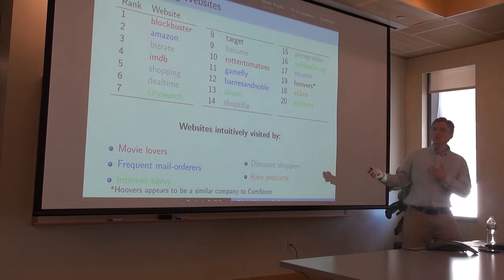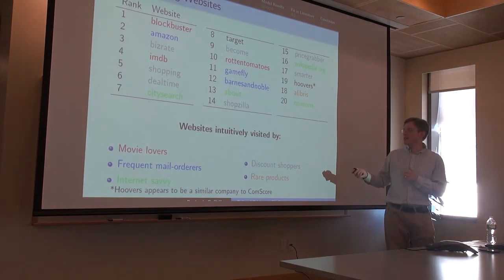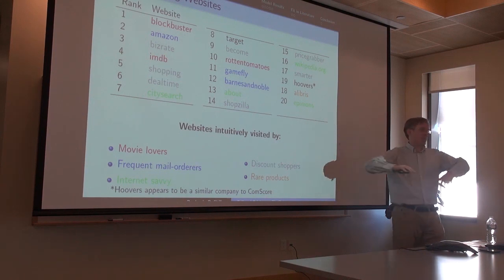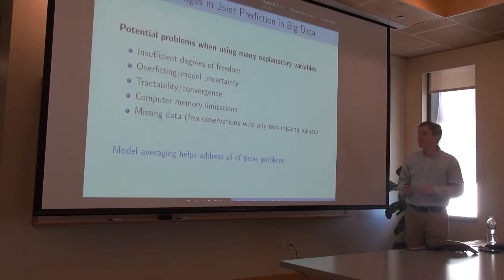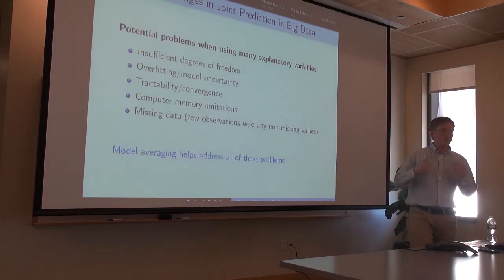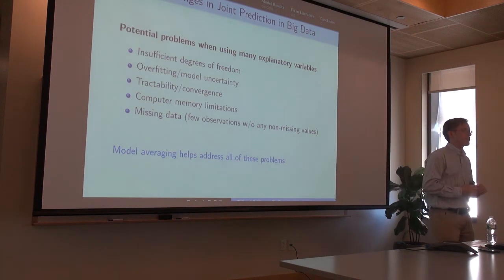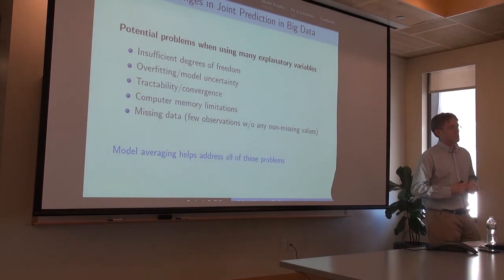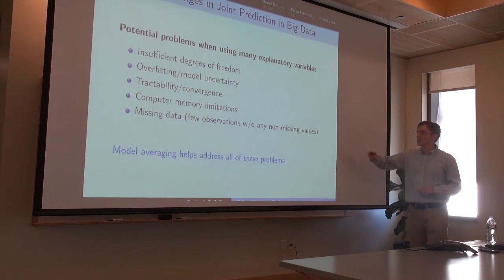So the next step was to add the websites together. This is just adding them one at a time. I want to get their joint prediction. There are a number of problems that tend to result when you have a very large number of explanatory variables. And so I list a number of them here.